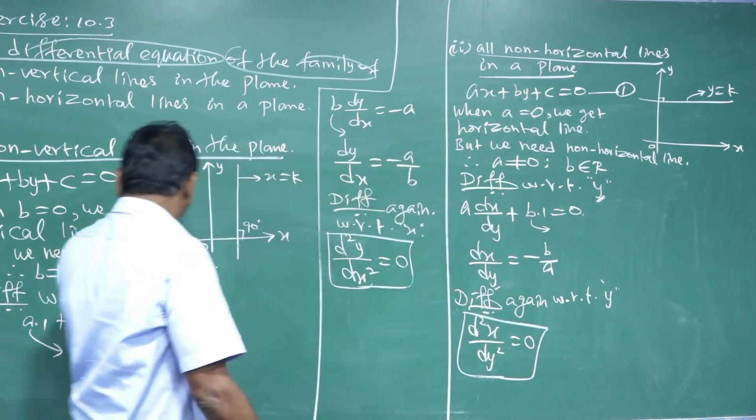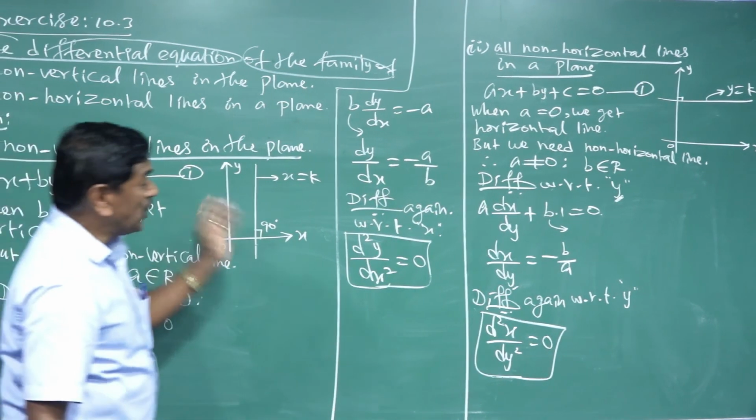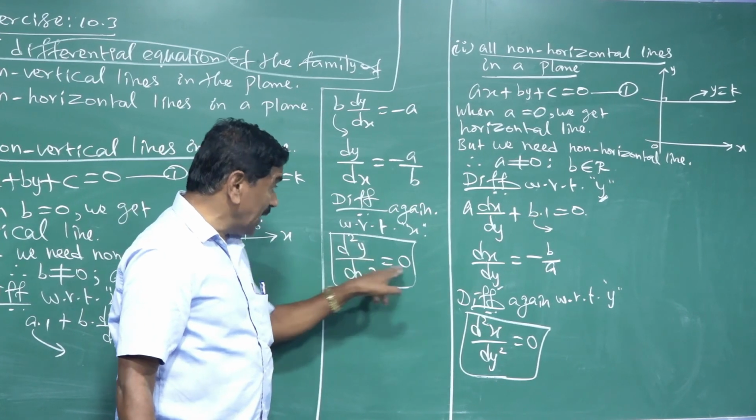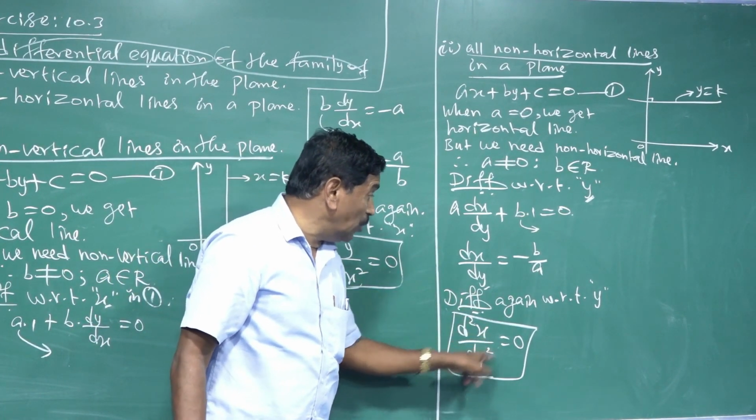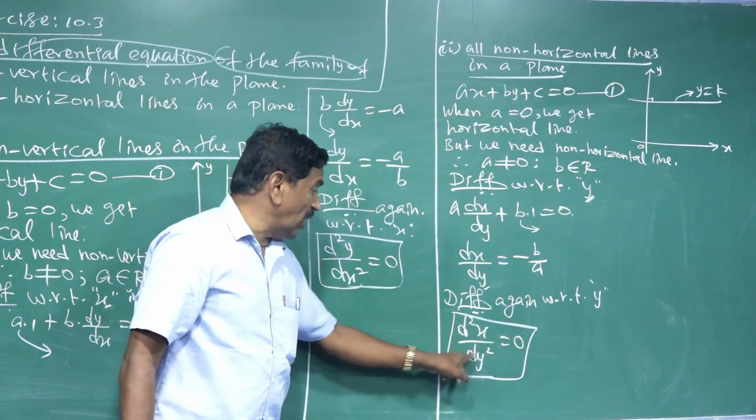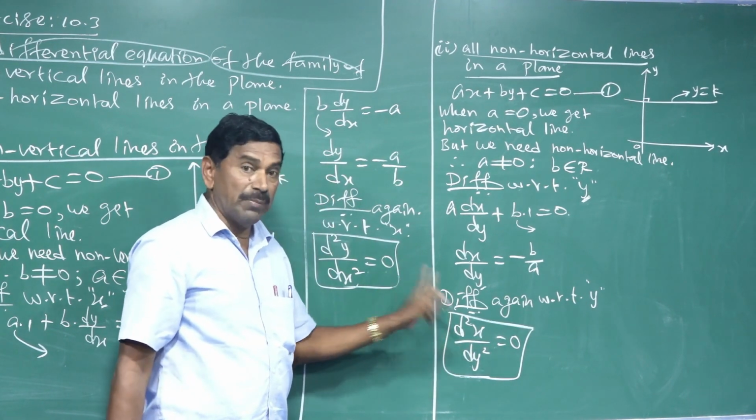Remember, the first topic answer is d square y by dx square equal to 0, but the second topic answer is d square x by dy square equal to 0. So these two answers are different, not the same.